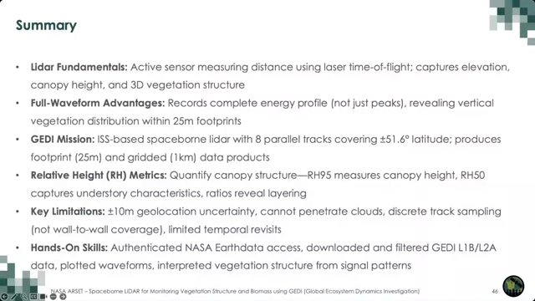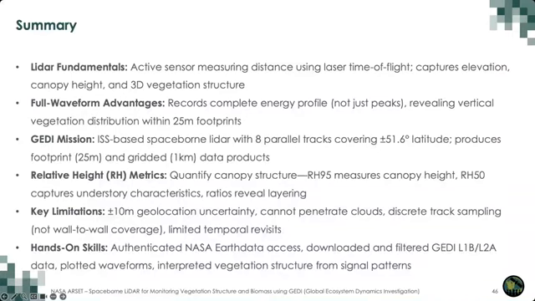The JEDI mission operates from the International Space Station with 8 parallel laser tracks. It covers latitudes between plus and minus 51.6 degrees and produces both footprint level data at 25 meters and gridded products at 1 kilometer resolution, which we'll talk more about in the upcoming session 2.